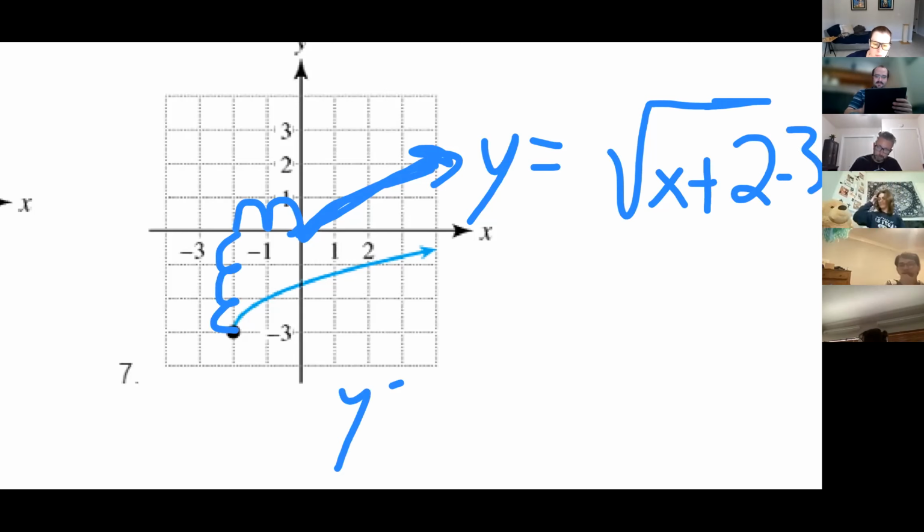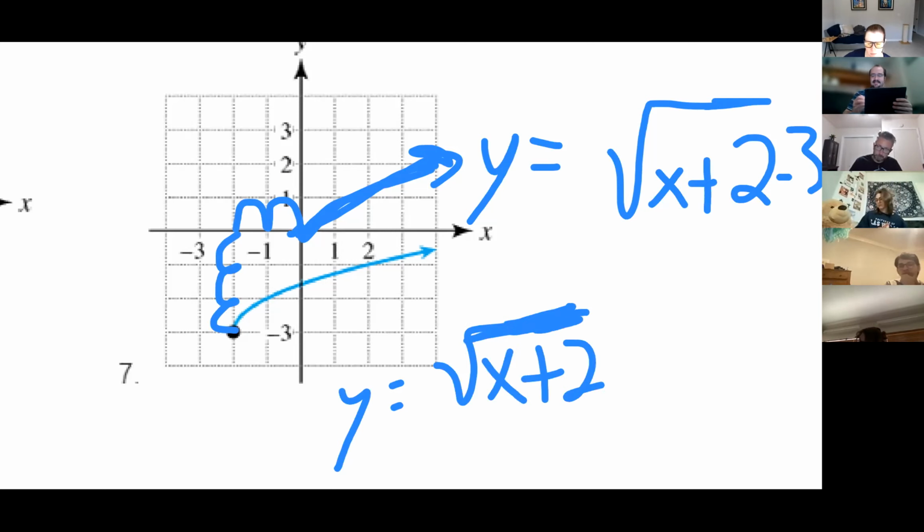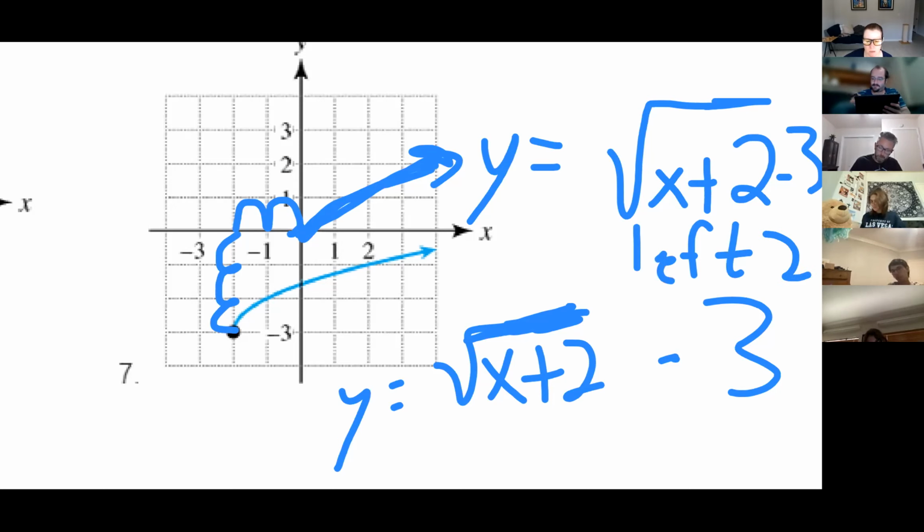I should probably write this so it looks a little bit cleaner. So I have a +2, and I have to make sure that is on the inside of the square root. And I have a -3 on the outside. And so this tells me left 2 and down 3 is what this is telling me.